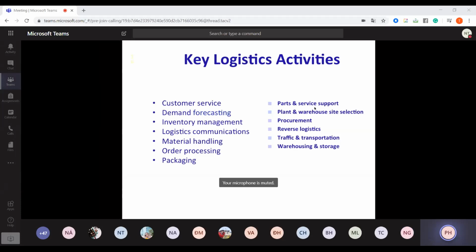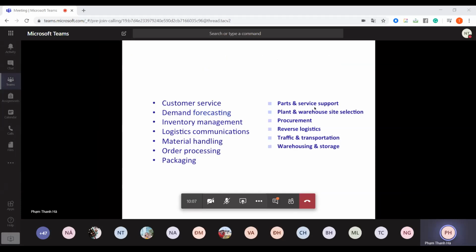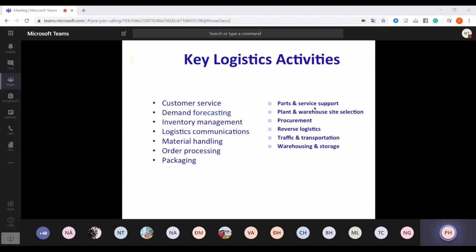I'd like to once again emphasize the main activities that we are analyzing in the logistic concept. Everything should seem more familiar to you now. Related to the key logistic activities, we have customer service, demand forecasting, inventory management, logistic communications, material handling, order processing, packaging, parts and service support, plant and warehouse site selections, procurement, reverse logistics, traffic and transportation, warehousing and storage.